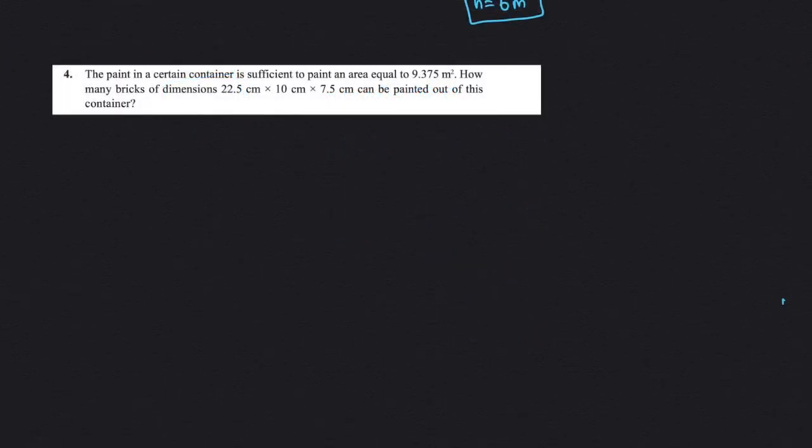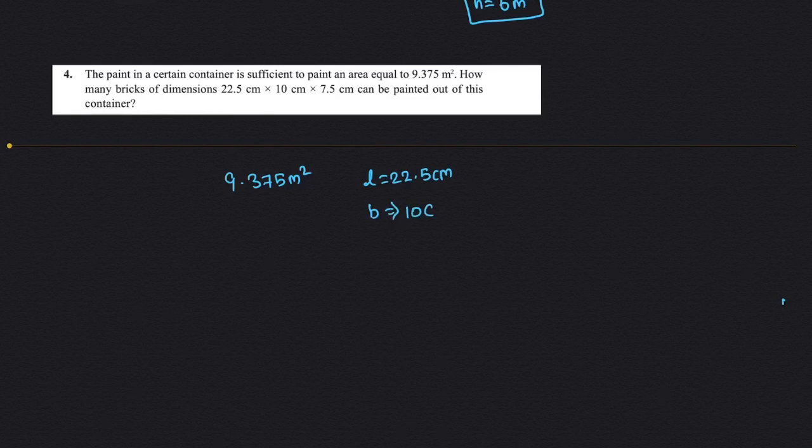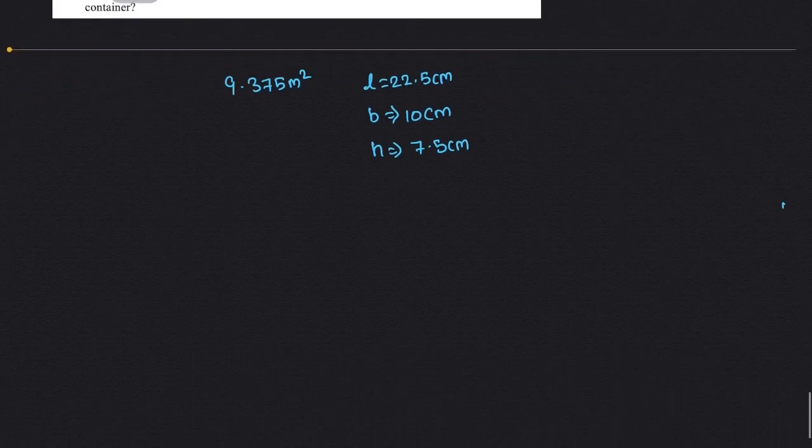The paint in a certain container is sufficient to paint an area equal to 9.375 meter square. Then how many bricks can be painted out of this container? The dimensions are given: L is equal to 22.5 centimeter, breadth is equal to 10 centimeter, and the height of the bricks H is equal to 7.5 centimeter. So we need to find how many bricks.